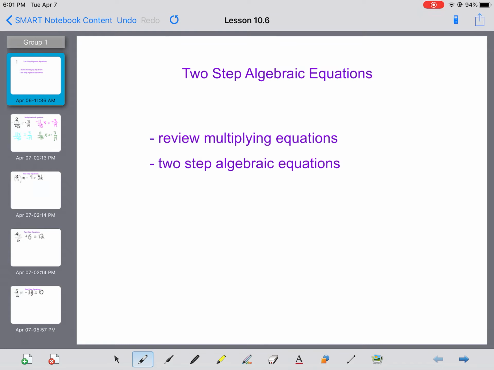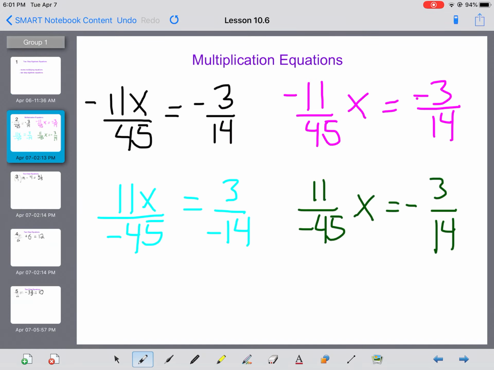Today is the last formal lesson in this unit. We're going to have a test early next week, but we're going to jump into our last lesson and then we'll do a couple days of review so that you'll be ready for the test. So today we're going to talk about two-step algebraic equations. We have already done this back in Unit 5, but again, we're just adding the level of difficulty where we're working with fractions. So I'm going to start by reviewing multiplying equations and then we'll jump into the two-step equations.